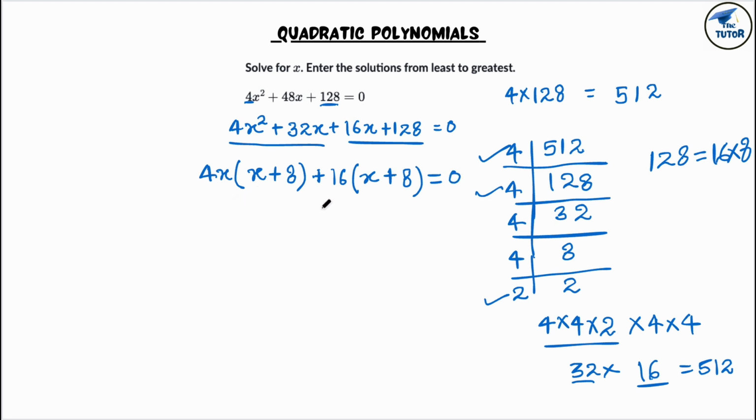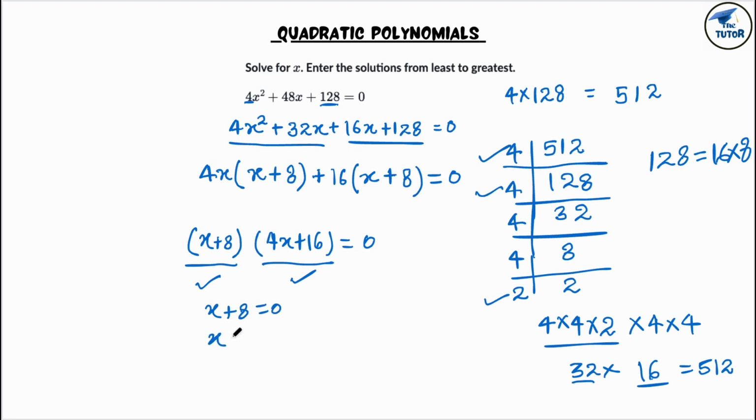Now look, x plus 8 is present with both the terms, so you will write x plus 8 in a separate bracket, and the remaining 4x plus 16 in another bracket. Now, as the product of these two terms in the parentheses is equal to 0, that means either the first one is 0 or the second one. So we will put them separately equal to 0.